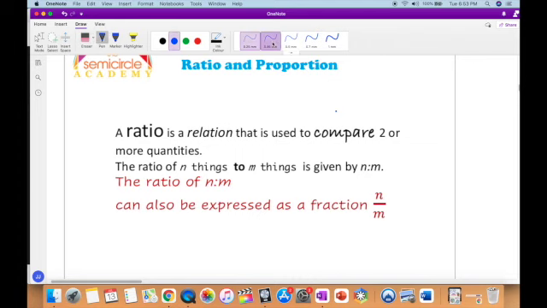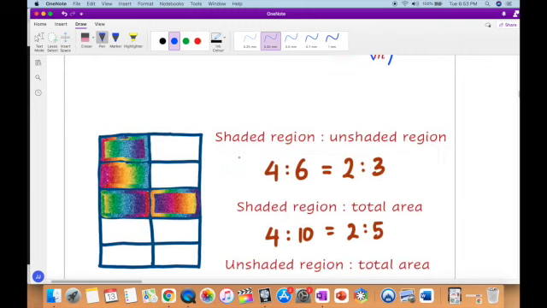So it's a relationship. I just formed a relationship between my pizza and Soraya's packs of ping pong, right? So it is a relationship that is used to compare 2 or more quantities. The ratio of n things to m things is given by n to m. This is how we write it, right? So the ratio of n to m can also be expressed as a fraction. And as I said, expressing it as a fraction is only useful when you want to simplify the ratio, right?